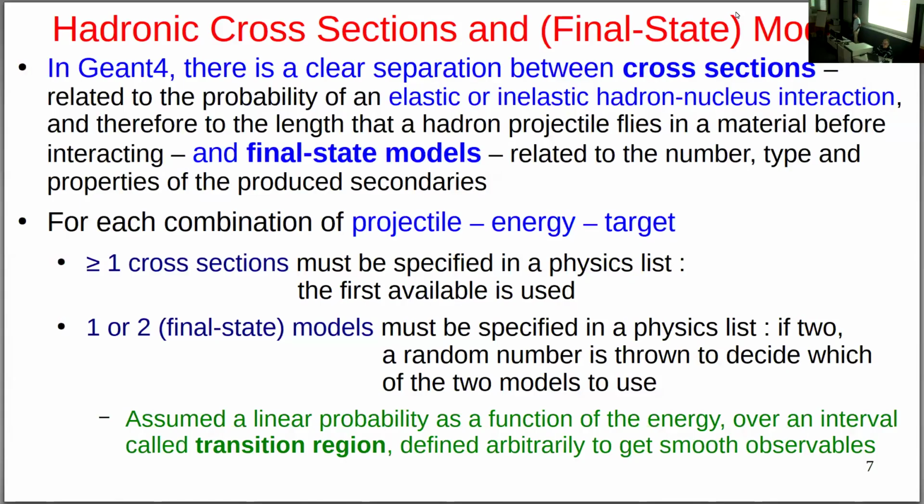A very important concept, and also sometimes leading to some misunderstanding from the user, is that in Geant4 there is a clear separation between hadronic cross-sections, which describe the probability of having a hadronic interaction, and the final state. So what happens once we know that there is a hadronic interaction? What is the result of that hadronic interaction? How many particles are produced, which type, which direction, which energy, essentially. So we have a separation, and the same cross-section can be used by different final state models.